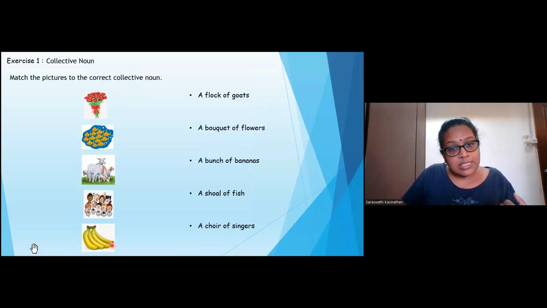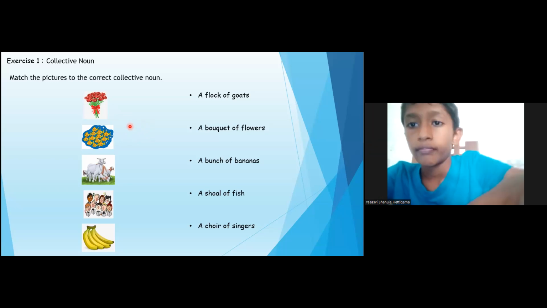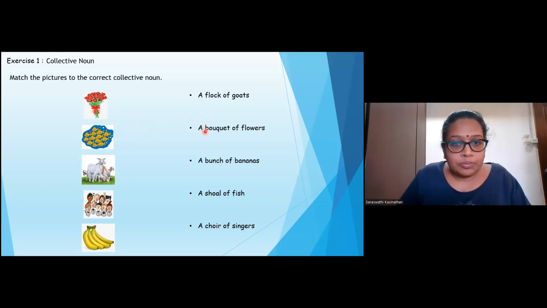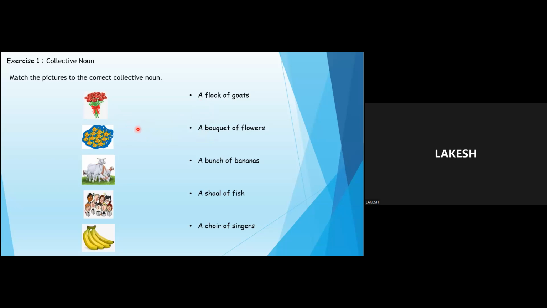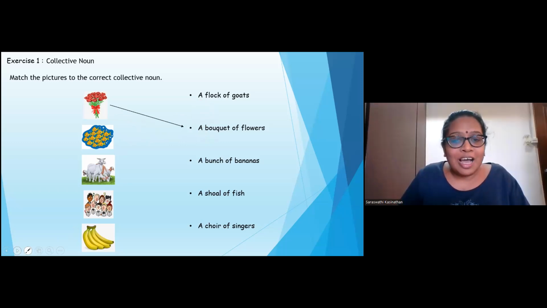Here I have pictures, and here I have the collective noun. And you can help me to put them together. All right, here I have flowers. So what would I say for flowers when they are in a group? Can anybody please? What would it be? A bouquet of flowers. Excellent. Well done. Good job. Yes, a bouquet of flowers.